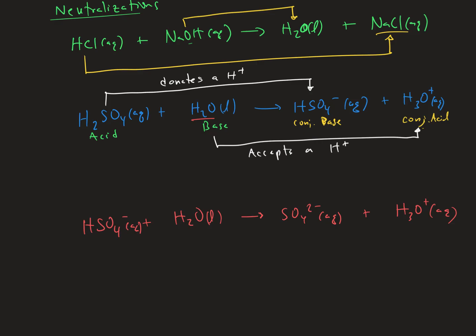Okay, so tell me the acid in this reaction. HSO4 minus, that's the acid. Where's the base? The water. The acid and the base are always on the reactant side. Okay. And what's SO4 2 minus called? Conjugate base. And the H3O plus is then called conjugate acid. So this donates, it loses one, and this gains a hydrogen ion.